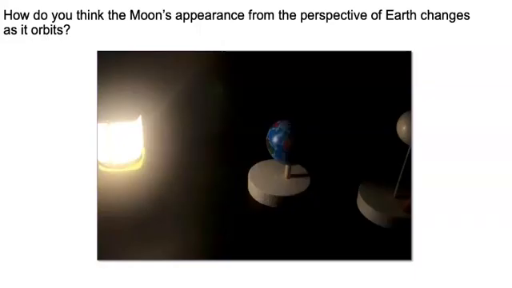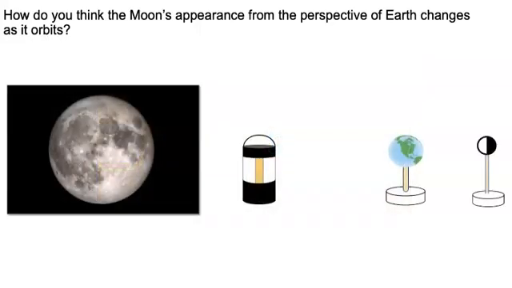Okay, let's see how the modification to our model works out. In our updated model, we can see even more clearly that the half of the moon facing the sun is always reflecting light no matter where it is during the moon's orbit. But I wonder, how do you think the moon's appearance from the perspective of Earth changes as it orbits? Let's start by looking at how the moon appears from Earth when it is on the opposite side of Earth from the sun. The side of the moon that is facing the Earth is completely illuminated by the sun, so on Earth we can see a full moon.